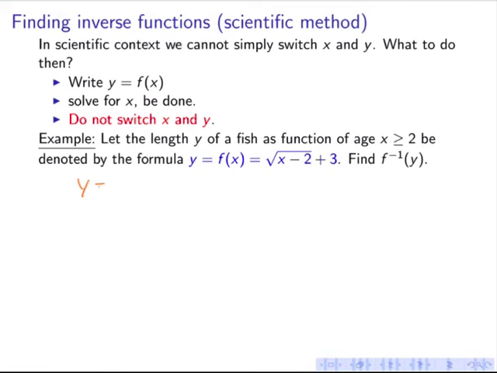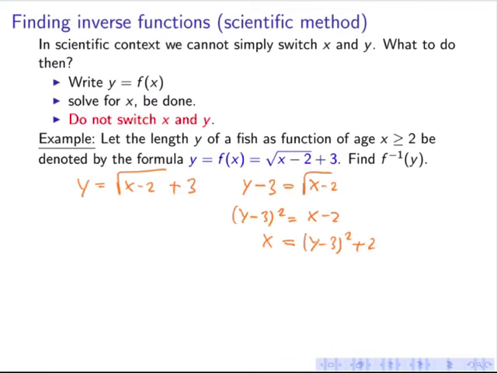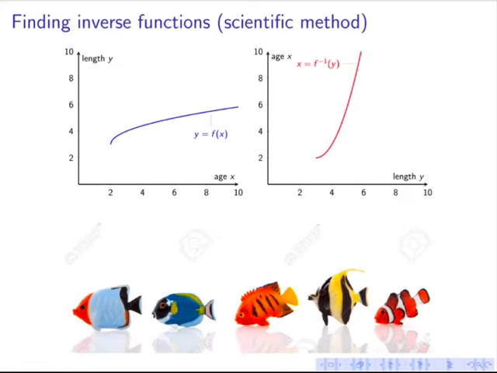We write y equals square root of x minus 2 plus 3, and then solve for x, which is the same as I did before. Let's just quickly do that. But now, in the last step, I do not switch. I just stop here and I write x is f inverse of y. Actually, there's no need to switch x and y. I'm perfectly fine defining a function which depends on y, and that gives you the value of x. Okay, so let's look at how this looks.